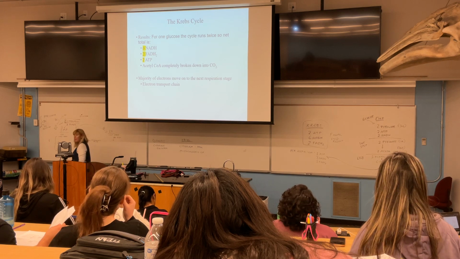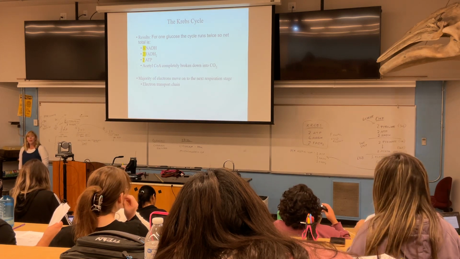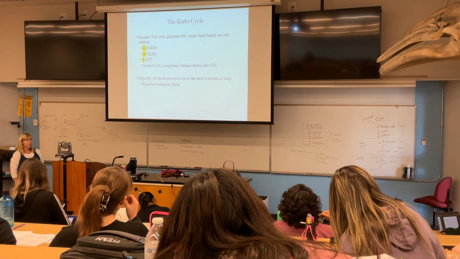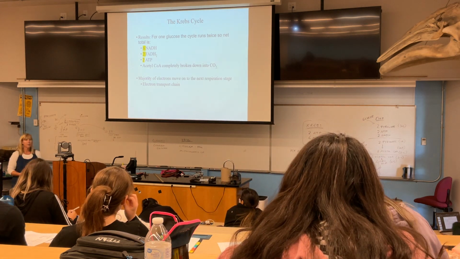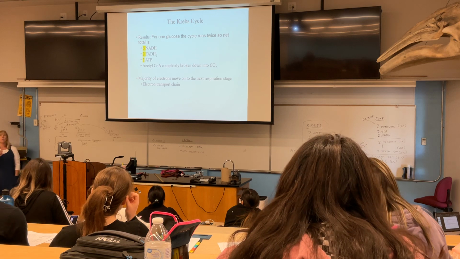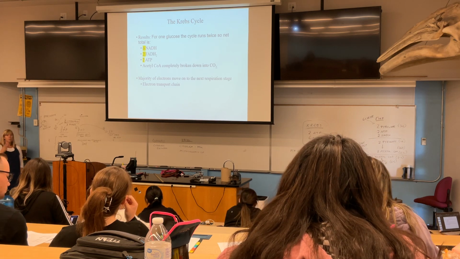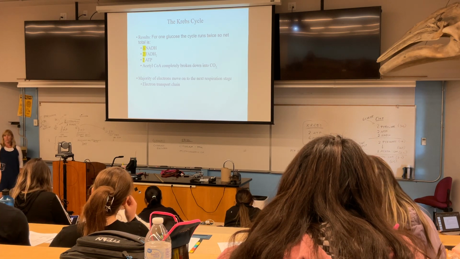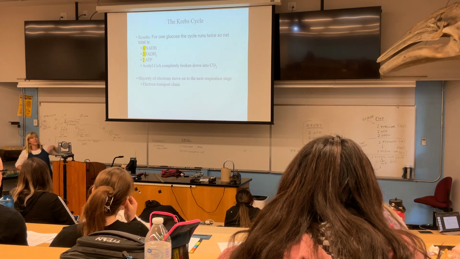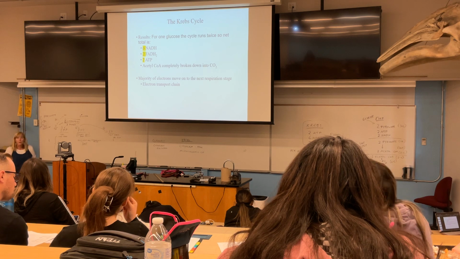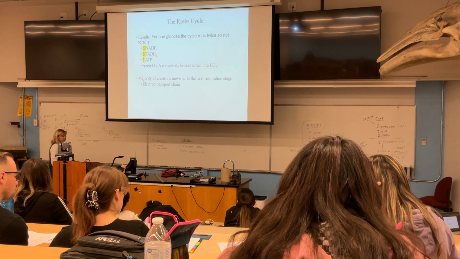So when we're done for one glucose, this is a good way to know how I might ask this on a test. Per glucose molecule, what are my totals? Per glucose molecule means that both acetyl-CoAs have been processed. Okay, so per glucose molecule, I'm going to end up with 6 NADHs, 2 FADH2s, and 2 ATPs.